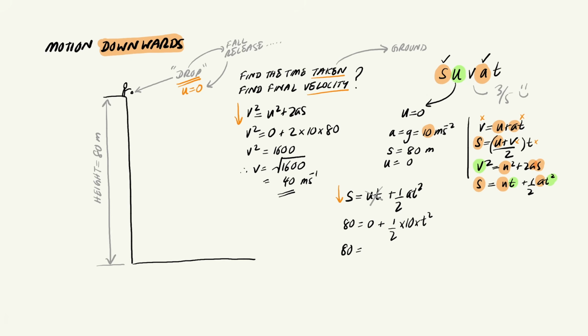That leaves us with 80 equals 5t squared. Now we divide both sides by 5. t squared equals 16. Take the square root and we have t equals 4 seconds.